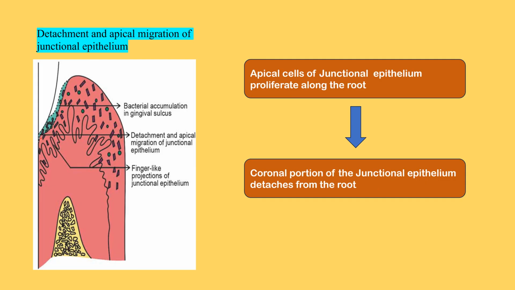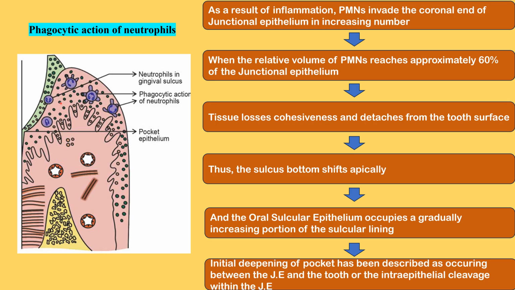We can see that the apical cells of the junctional epithelium proliferate along the root surface, whereas the coronal portion of the junctional epithelium detaches from the root surface. As a result of inflammation, PMNs invade the coronal end of the junctional epithelium in increasing number, and when the relative volume of PMNs reaches approximately 60% of the junctional epithelium, the tissue loses its cohesiveness and gets detached from the tooth surface. We can see that the sulcus bottom shifts apically and the oral sulcular epithelium occupies a gradually increasing portion of the sulcular lining.